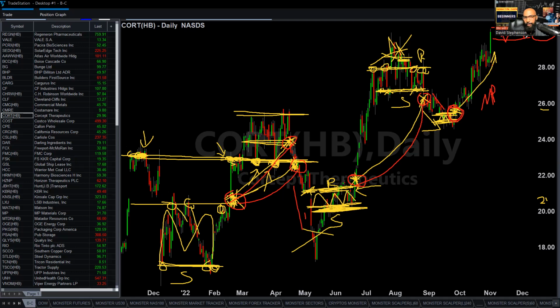Very good. If it breaks resistance, what would we do? Sell. Get out of the trade? No. If it breaks resistance. Oh, I'm sorry. You'd stay in the trade. Stay in the trade. If it breaks support, then you sell. Okay, very good.